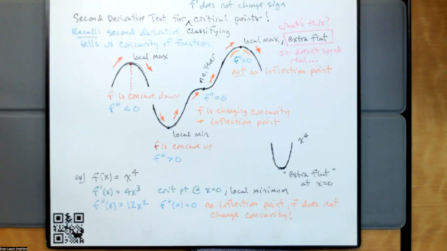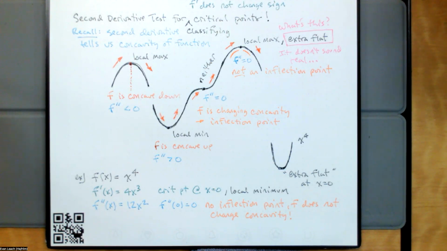F double prime tells us where the possible inflection points are. So when the second derivative is equal to 0, that's where the function might have an inflection point. Inflection points are where the function changes concavity, so we're looking for places where the second derivative is changing sign, going from negative to positive or from positive to negative. With continuous functions, that means looking for places where the second derivative is equal to 0, because it might be positive on one side and negative on the other. That means an inflection point.